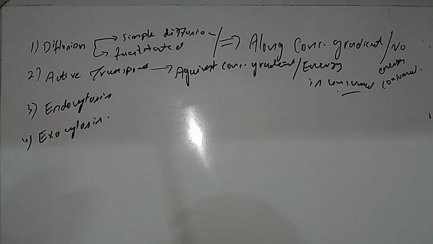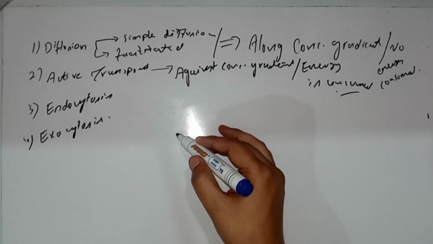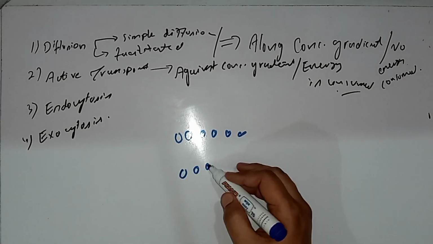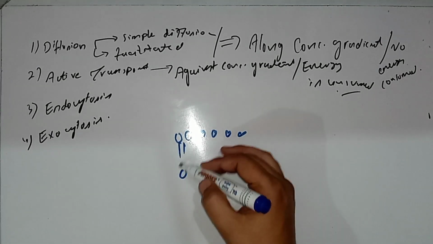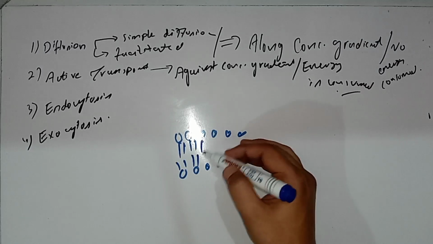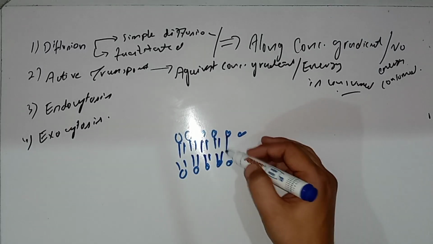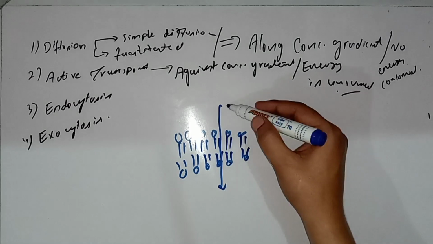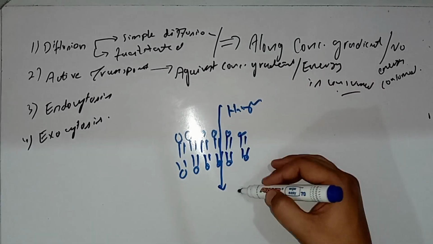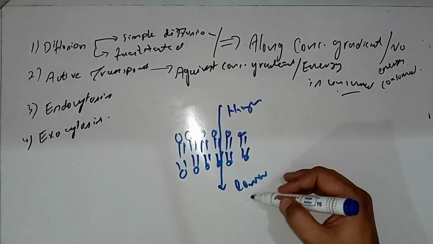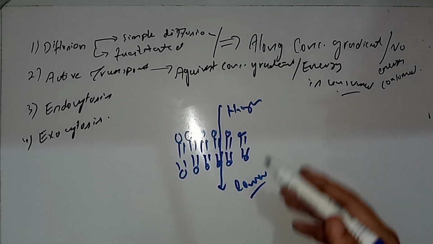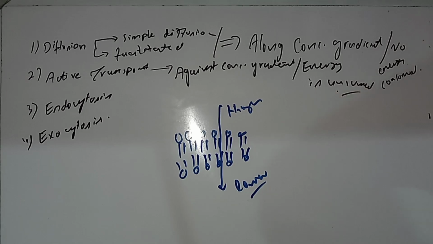So what is diffusion here? Diffusion is the simple process in which lipid soluble substances cross the cellular membrane from their higher concentration to lower concentration. This is simple diffusion, in which substances for which the membrane is permeable cross through the membrane.